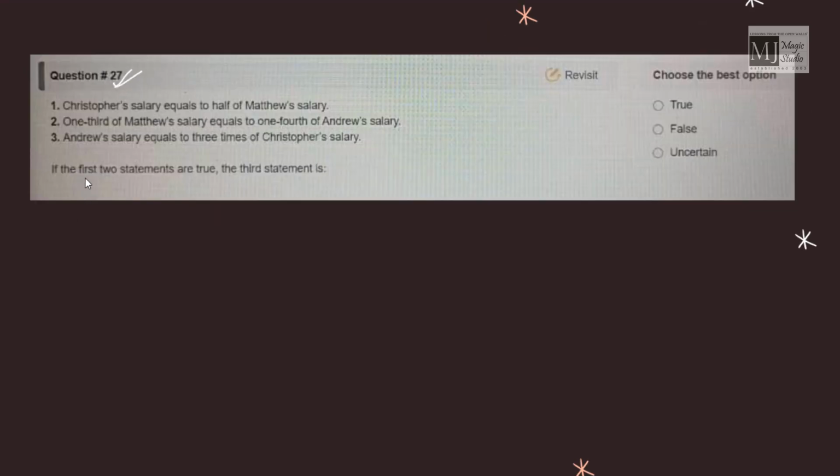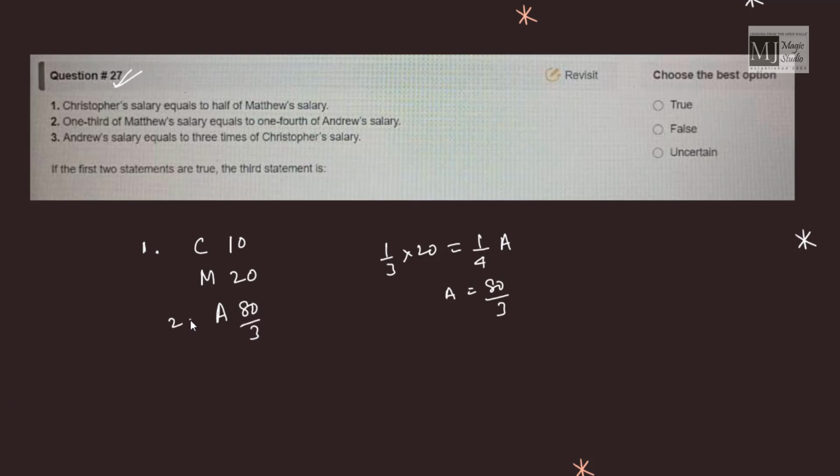Next one. Christopher's salary is equal to half of Matthew's salary. That's statement 1. So let Christopher's salary be 10, then Matthew's salary is 20. 1/3 of Matthew's salary, 1/3 of 20, is equal to 1/4 of Andrew's. So Andrew's salary must be 80 by 3. That is with information 2.